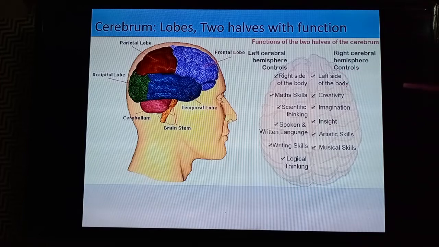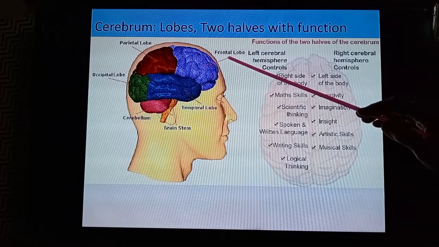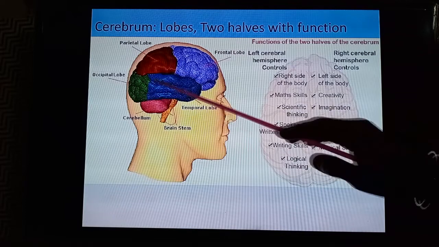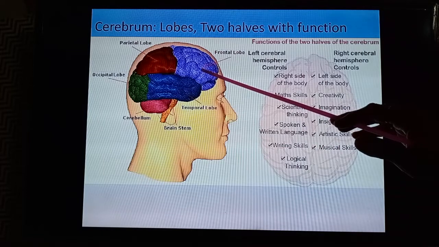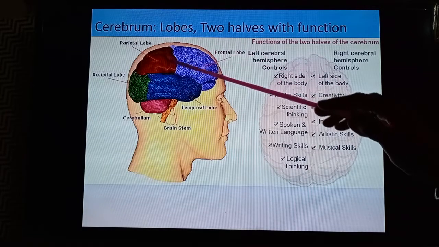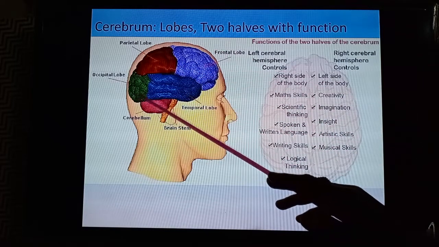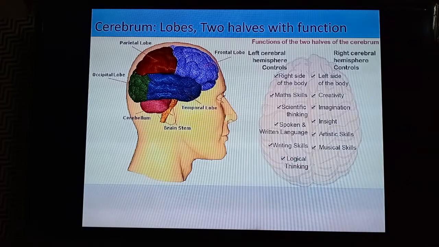On these cerebral hemispheres, there are lobes. One is frontal lobe, parietal lobe, occipital lobe, and temporal lobe. Frontal is associated with the muscular adjustment, parietal for touch, pressure, occipital, vision, temporal for hearing.